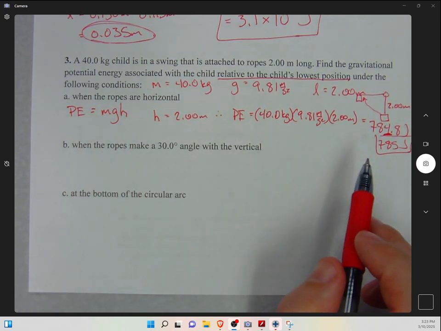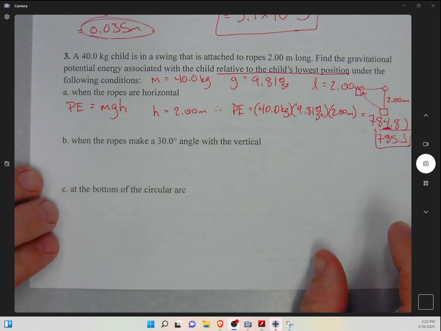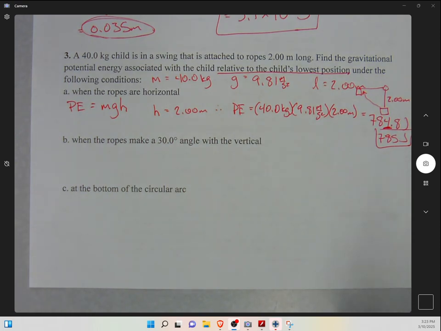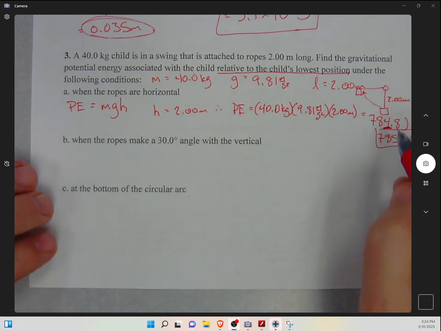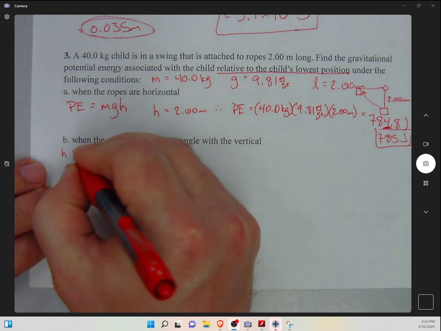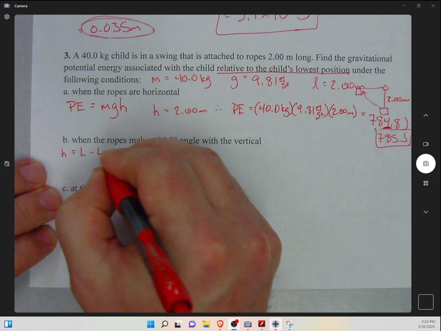Gravitational potential energy. All right, but B has another set of conditions, right? So we're still trying to calculate gravitational potential energy, but this time we're doing it in a different scenario. So here the ropes are at 30 degrees with regard to the vertical. So in this case, we need to find the new h, the new height of the child above the lowest point. So the vertical height from the pivot is going to be given by just basic logic. It's not as though we've gone over this equation per se.